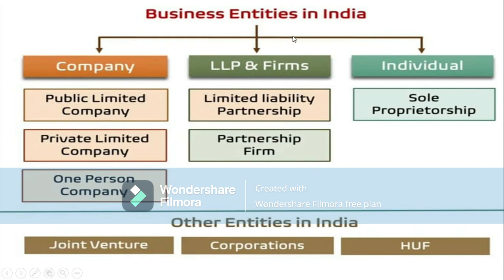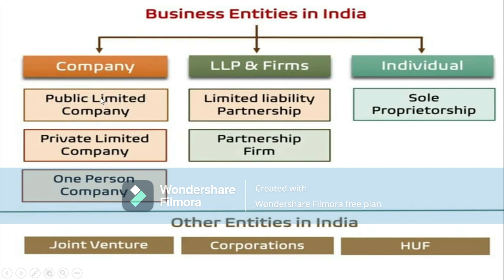If we see the different business entities in our country, one is company, LLP, limited liability partnership, and partnership firms. The last one is individual, which is nothing but sole proprietorship. Under company, we will study public limited company, private limited company, one person company, likewise. Each and every type of company will differentiate in terms of legal aspects, like entity wise, or else taxation wise, formation wise.